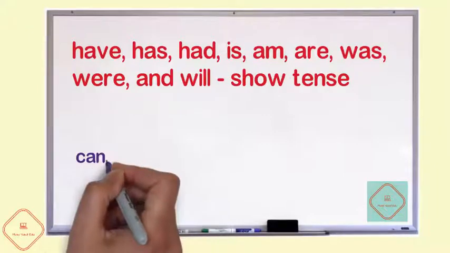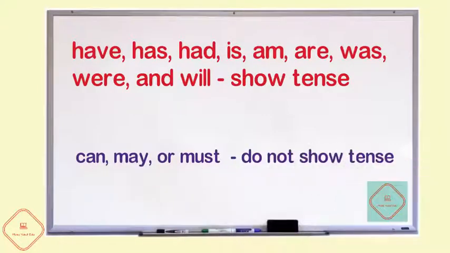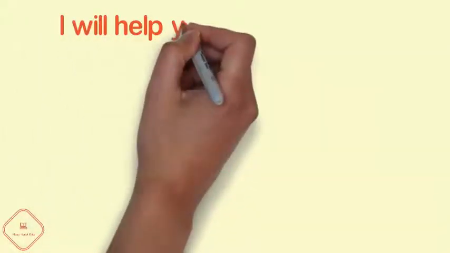There are some other helping verbs like can, may, or must. These do not show tense, right? These just make a statement, like I can do something, or you may help yourself. You must do your homework, right? They make a statement. They don't tell the tense. But has, have, is, am, are, was, and will are helping verbs that show the tense. All right, let's look at an example and see what that means.